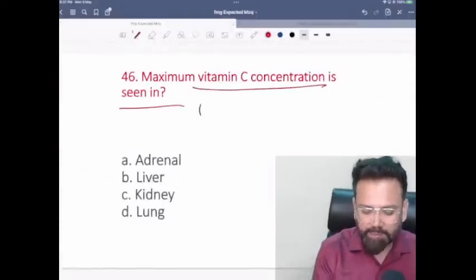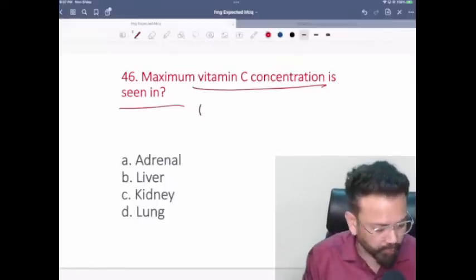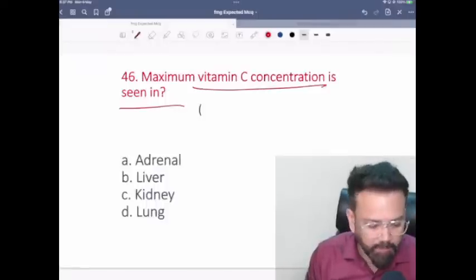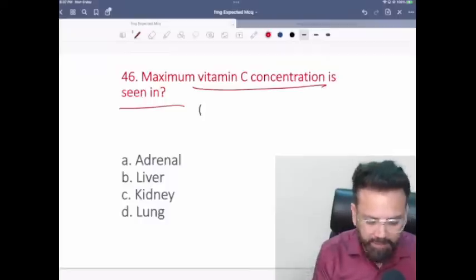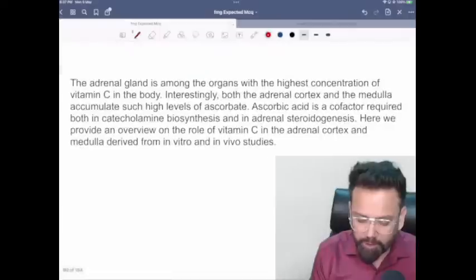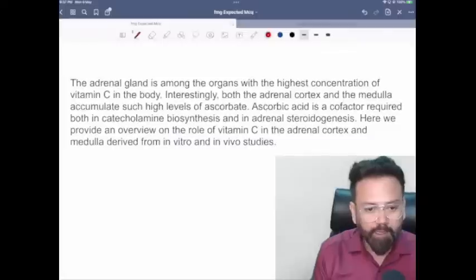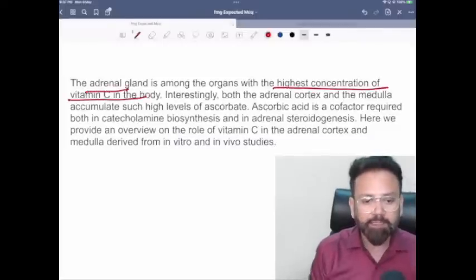Maximum vitamin C concentration is seen in. Repeat FMGE MCQ. I know these are very typical questions, but very, very important questions. Maximum vitamin C concentration is seen in adrenal gland. Why? Because catecholamine, all these things are synthesized in adrenal cortex and medulla, and they need ascorbic acid as a cofactor. Adrenal gland is among the organs which has highest concentration of vitamin C in the body.